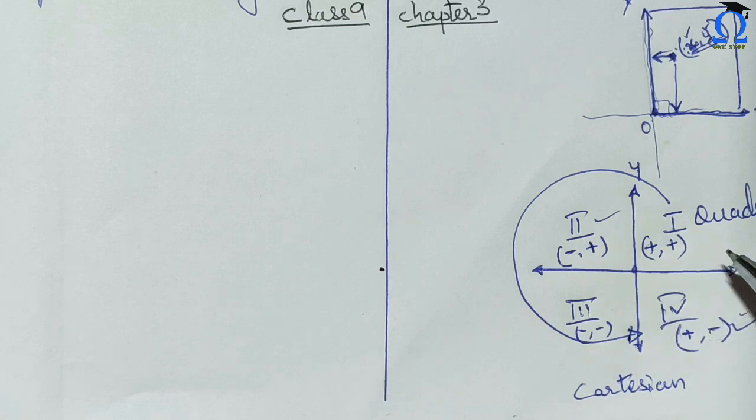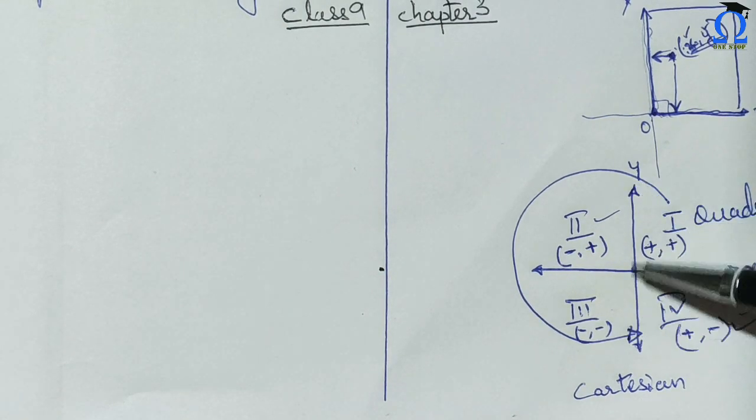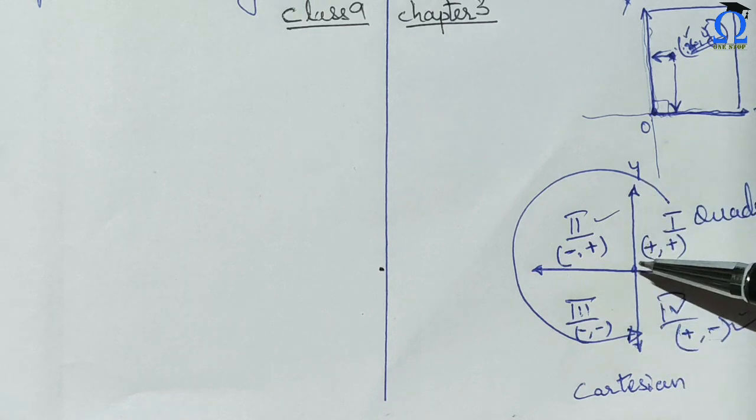Also, if the x coordinate is 0, then it means the point lies on the y axis, and if the y coordinate is 0, then it means the point lies on the x axis. That you have to remember. This will be getting clear in our first question. Let us start our first question now.